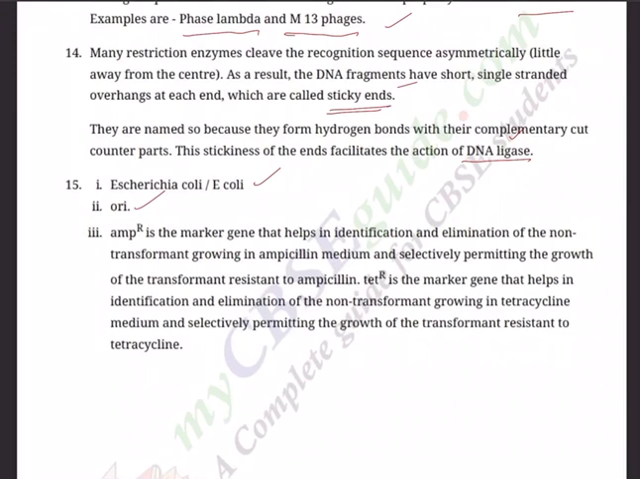ORI, origin of replication, and ampicillin resistance is the marker gene that helps in identification and elimination of the non-transformant growing in ampicillin medium and selectively permitting the growth of the transformant resistant to ampicillin. Tetracycline TETR is the marker gene that helps in identification and elimination of non-transformant growing in the tetracycline medium and selectively permitting the growth of transformant resistant to tetracycline. So again, you keep a diagram here. The diagram that is there in the question, you need to keep it with the answer.